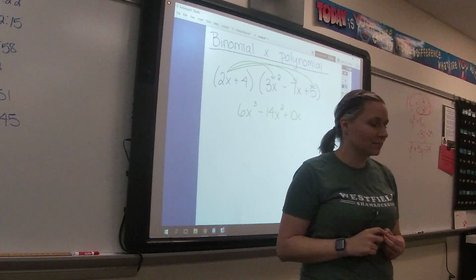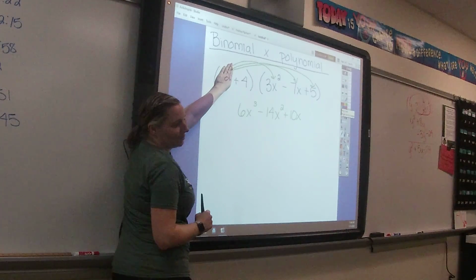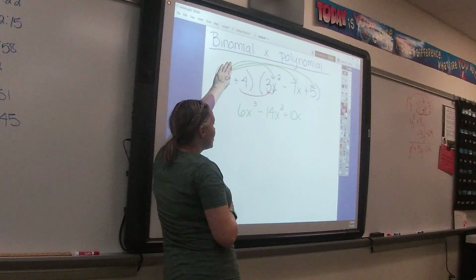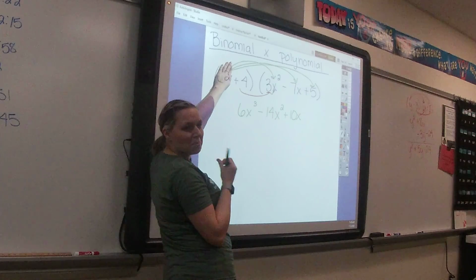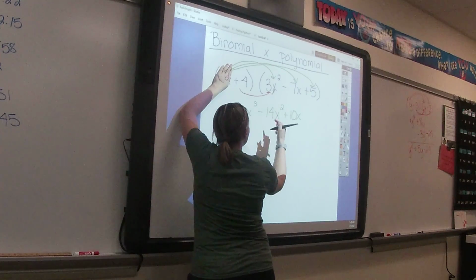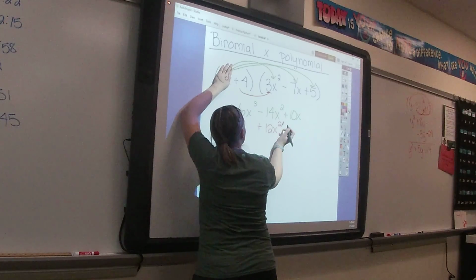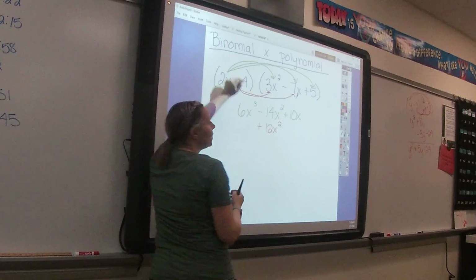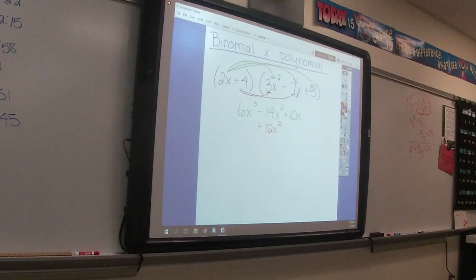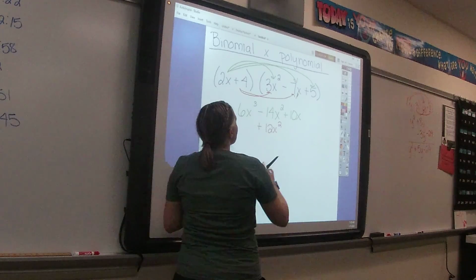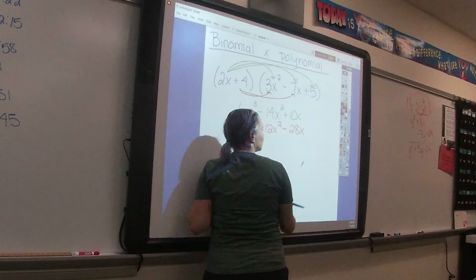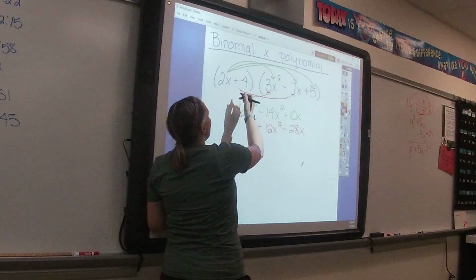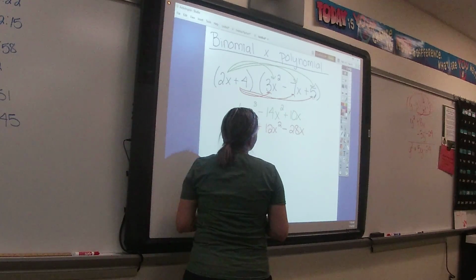Now what? Now we distribute the 4. Okay, so now go back and go here. 4 times 3x squared gives us 12x squared. So that 12x squared, where might it be helpful to write that? Under the 14x squared, so plus the 12x squared. 4 times a negative 7x gives us negative 28x. Did you do that in your head? 4 times 5 gives us 20.